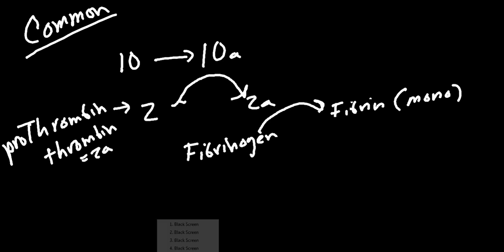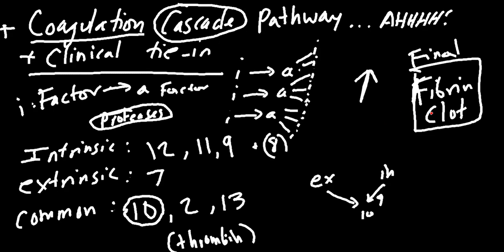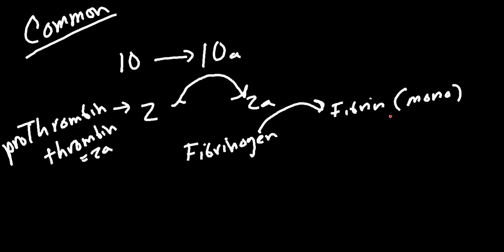Because remember, I'm going to go back here, keep our goal in mind. We're trying to form a fibrin clot, also known as like a fibrin meshwork. And you can't form a fibrin meshwork with just one string, one monomeric string. You need multiple strings. So how do we convert this fibrin monomer into fibrin polymer? So like a multimeric fibrin. Well, to do that, what we're going to need is we're going to need factor 13.